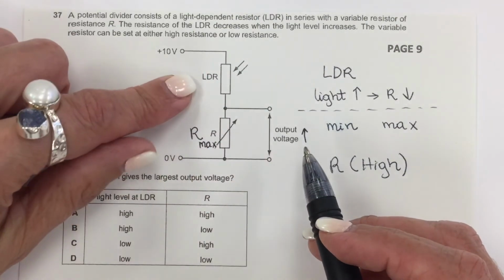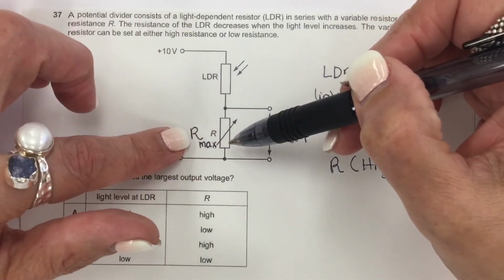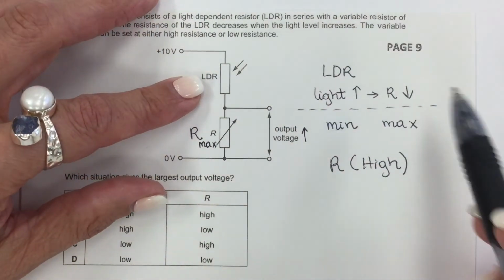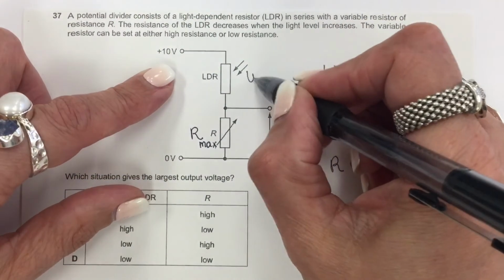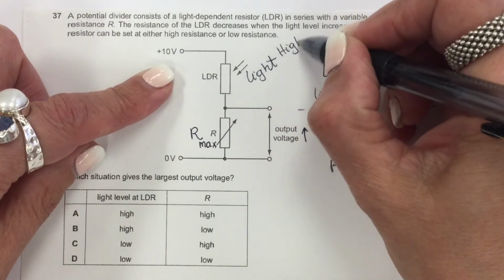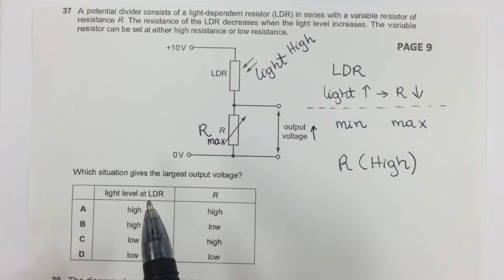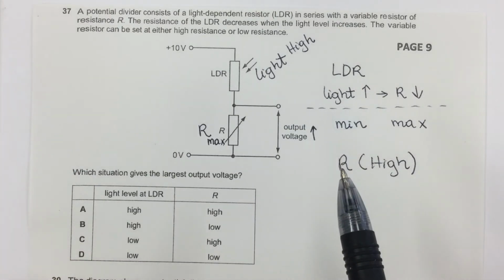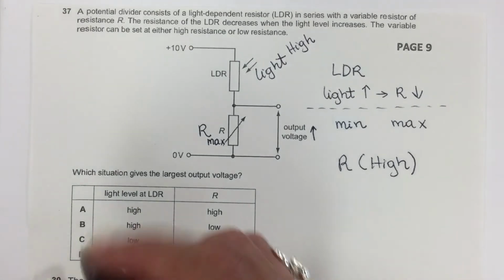But what about the LDR? How are we going to set this? You don't want this guy competing with this. So this guy needs to be at low value. It's going to have a low value when the light is high. So light must be high. Now let's find the perfect match. So here for the LDR must be high, and for the variable resistor must be high. So here A, high, high, and this is the winner.